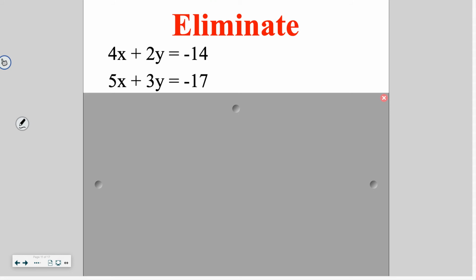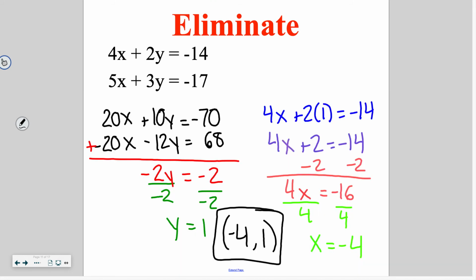Go ahead and try this one on your own. In this case, I tried to make my first two match. So I multiplied the top one by 5 and the second one by -4, resulting in the two black equations. Finished solving for y, plugged it back in, got an answer for x.